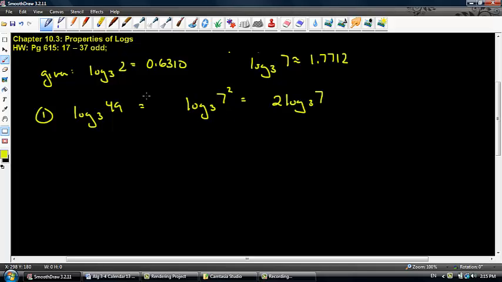I'm just using the properties of logarithms, right? The 2 backs down to the front. Now, log base 3 of 7 is approximately 1.7712, and that's going to get multiplied by 2. Well, that's going to equal approximately 3.5424.